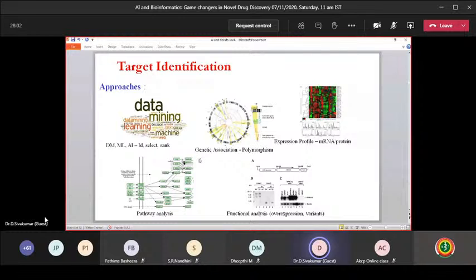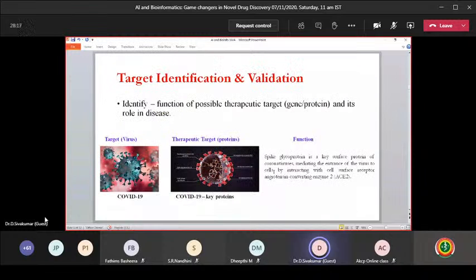So it is only when it is overexpressed that we need to control it. The overexpressions we also study by using expression analysis, like a functional analysis, you can say. Next is validation. You identify the target these ways. The next is to validate it.